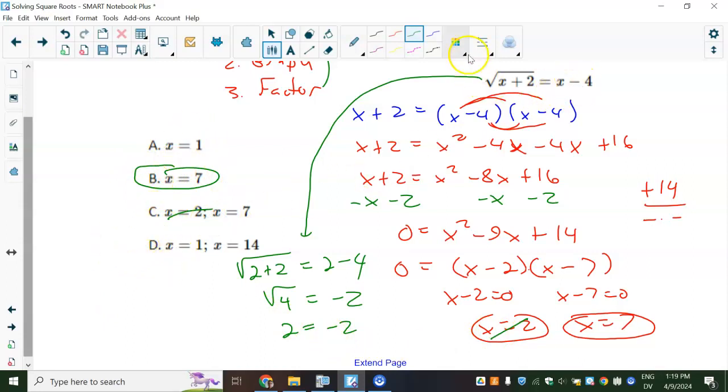And just to be safe, let's check 7 to make sure that that works. If I put 7 into this, I have square root of 7 plus 2, and does that equal 7 minus 4? Put 7 here and here. So we end up with the square root of 9 equaling 3, and that's a true statement. So this one checks out, so that one's good. So 7 is the answer, and 2 does not count. That's called an extraneous solution.